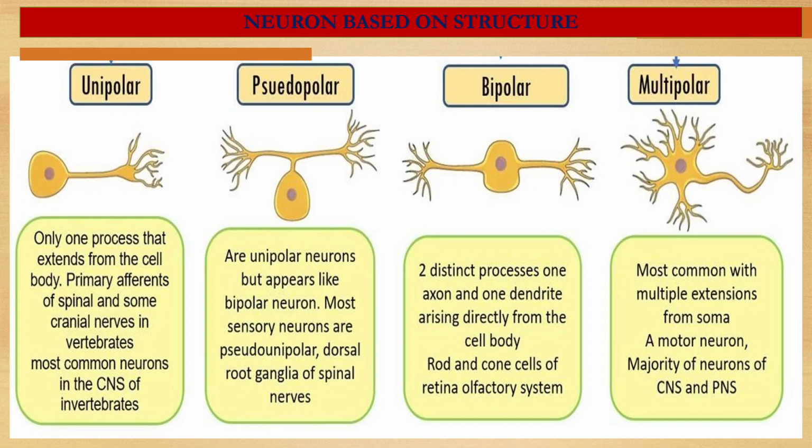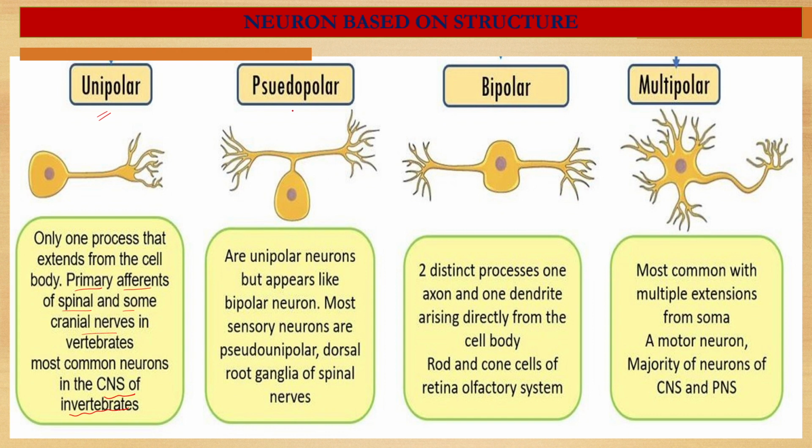Now, these are the various types of neurons present in the body. Unipolar neurons have one process extended from the cell body, and primarily these unipolar neurons are present in the central nervous system of the invertebrates. Mostly neurons in the central nervous system of invertebrates are unipolar, and in vertebrates they may be present as primary afferents of spinal and some cranial nerves.